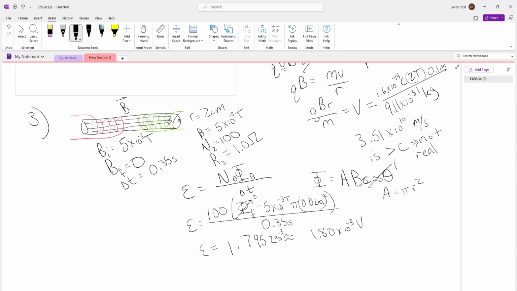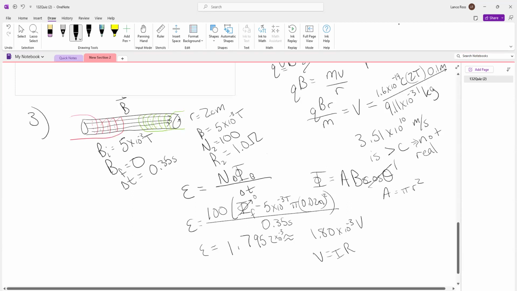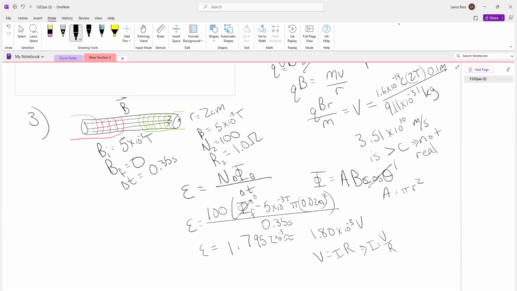All right, V equals IR. So I will be V over R. Our resistance in this case is just 1 ohm. So the current's going to be 1.8 times 10 to the minus 3 amps, since we have 1 ohm resistance. Just milliamps, right? Nothing really strong here. And I don't think that's too surprising given that our magnetic field is so small, right? 5 times 10 to the minus 3 Teslas here.